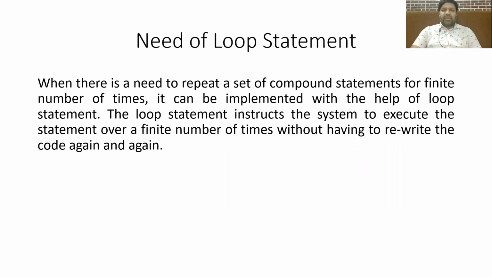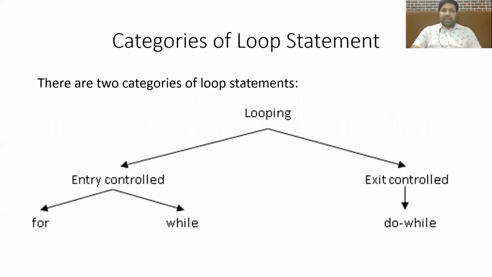Now, what happens is that a C program is executed in a sequential order. And what do we mean by a sequential order? The statements are executed one after the other in a sequential manner. But sometimes there is a need to execute a set of compound statements repeatedly. For that, C programming provides us with a provision of loop statements that help us to achieve that.